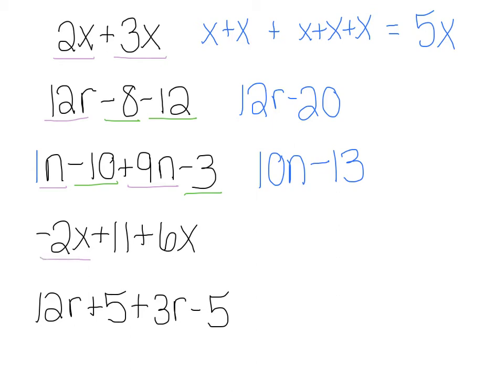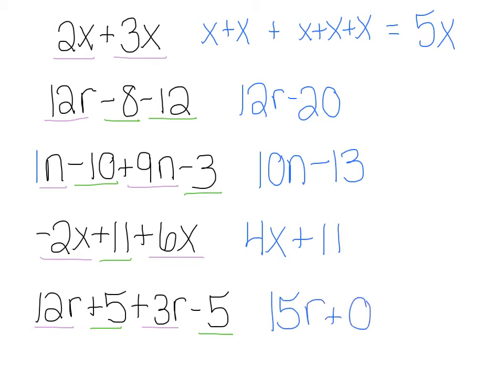With the next problem, we have negative 2x and 6x, which are like terms, and then positive 11, which is by itself. So negative 2x plus 6x gives us 4x, and then we have our plus 11. Finally, we have 12r and 3r, which are like terms, and 5 and negative 5. So 12r plus 3r is 15r, and positive 5 minus 5 is 0. So we have 15r plus 0, but what this really simplifies to is 15r. And that is combining like terms.